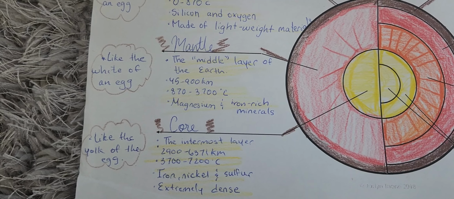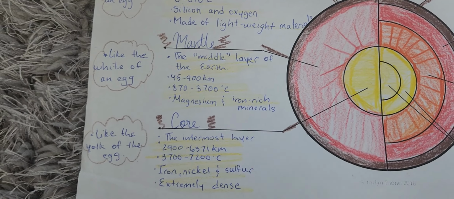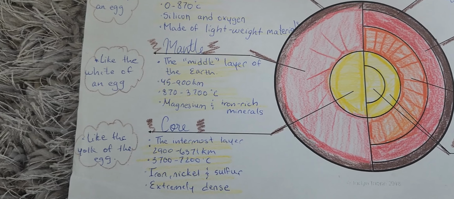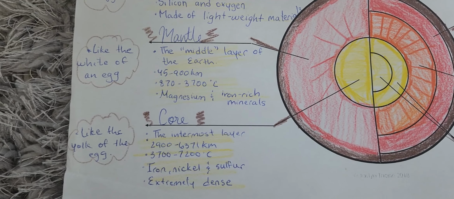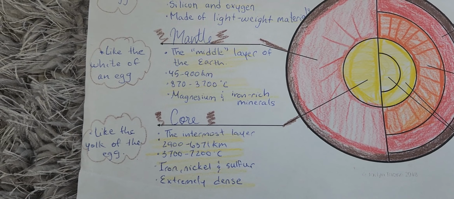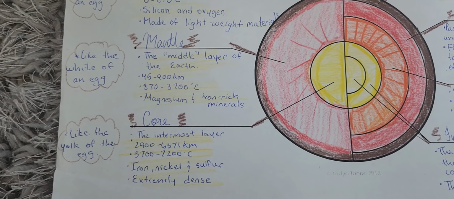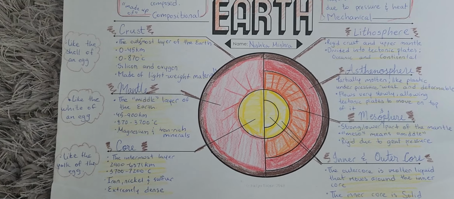So if you can see the arrow, it's pointing to the yellow part or the middle of a circle. It's like the yolk of an egg. The core has two parts, and we're going to see this in the mechanical layers. So those are the compositional layers.